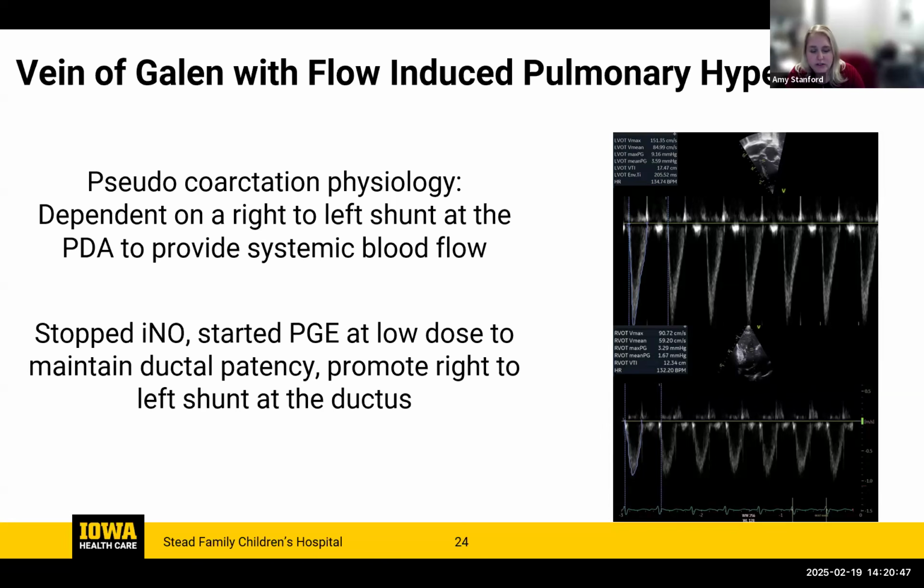So hopefully this little case kind of highlights why you need a comprehensive echocardiographic assessment in order to fully determine the underlying physiology.